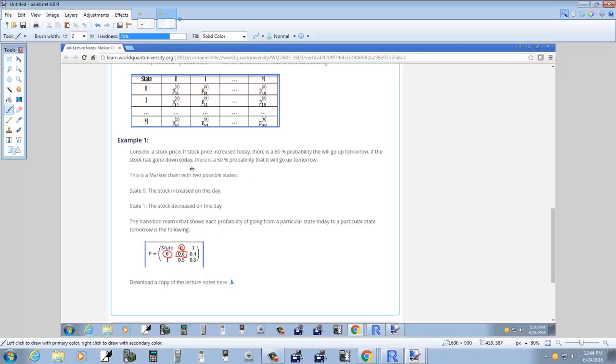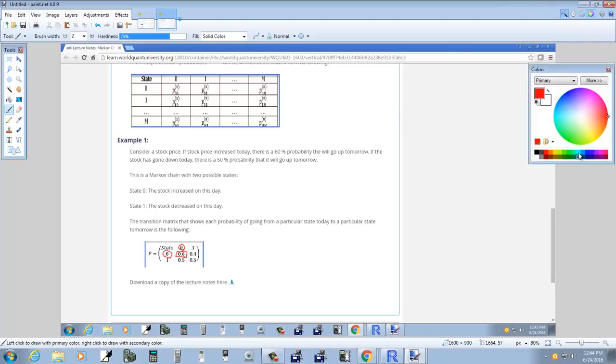Okay, if the stock has gone down today, let me change color again. Something else. There we go. Okay, the stock has gone down today. Gone down means 1. So that's this one right here. There's a 50% probability it will go up tomorrow. Go up means increase, which is 0 here again. And it says 50%.